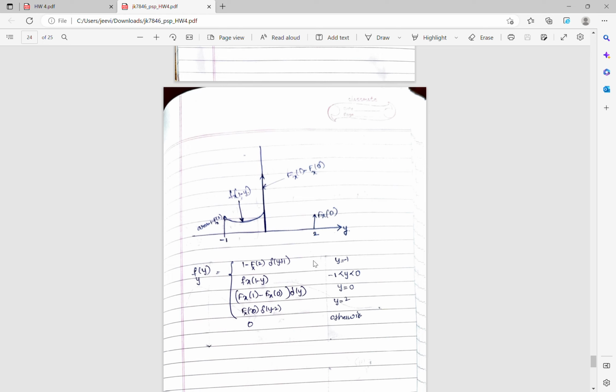So this is the solving for the first question of homework 2.